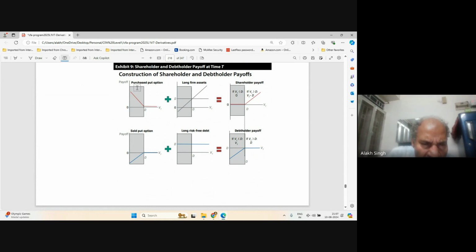Shareholders have purchased a put option so that they don't go below D, the total debt, and so they don't have to pay any money. When they buy a put option whose exercise price is D, the total debt, then if the value goes below that, they are protected by the purchase of that put. So the shareholders have purchased a put from the bondholders, and they are long term assets.